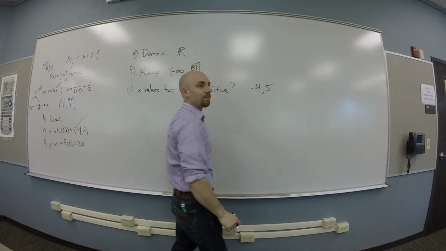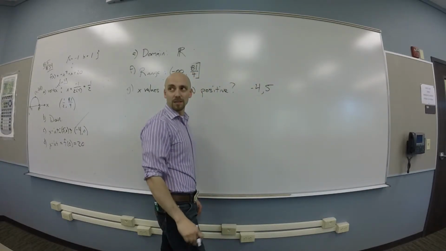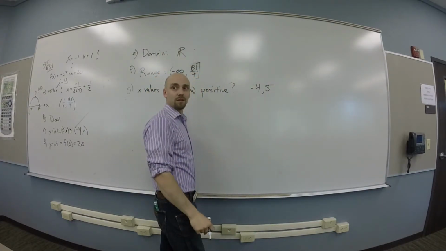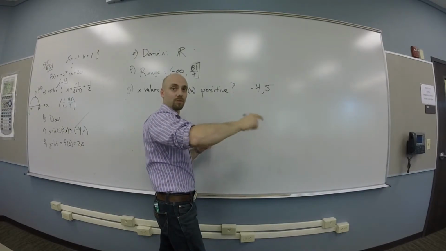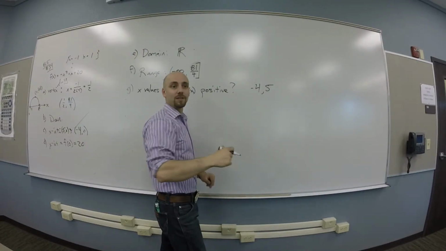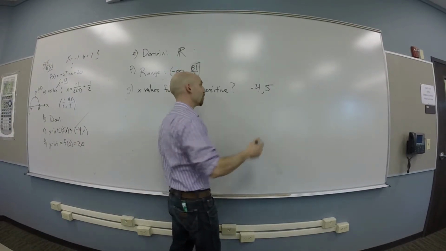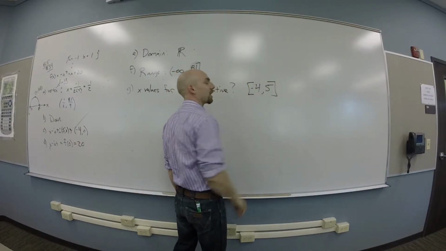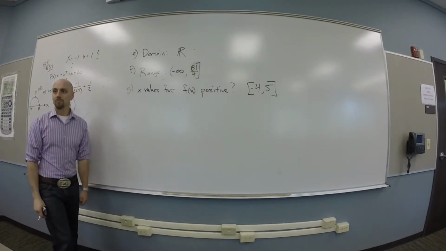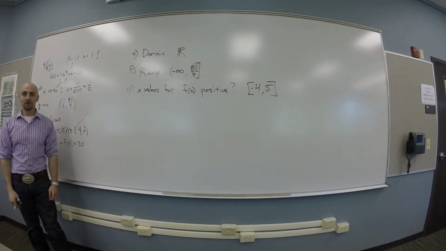So negative 4 to 5, and what brackets? Closed. Those are included. Depends. Do you count 0 as positive or negative? We counted it as both, so we'd put closed brackets on these, specifically because 0 is positive, right?